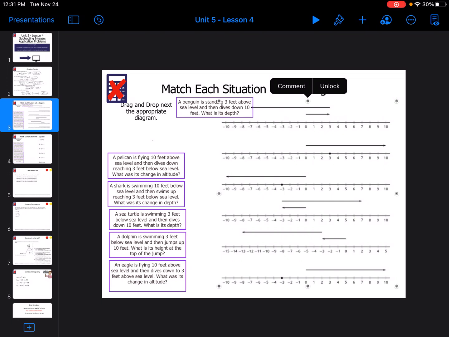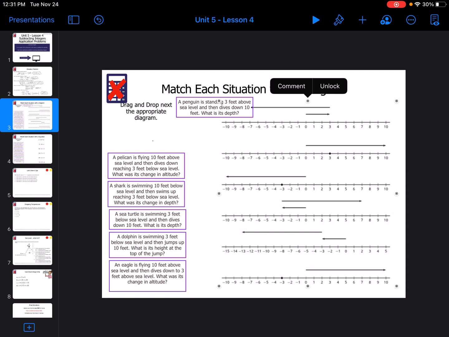Okay, so a pelican is flying 10 feet above sea level. Then it dives down, reaching 3 feet below sea level. What was its change in altitude? Okay, so I know that they want to know what the difference is between them. So I'm going to put that one to the side for right now. Let's try another one. A shark is swimming 10 feet below sea level, then swims up 3 feet. What is its change in depth?